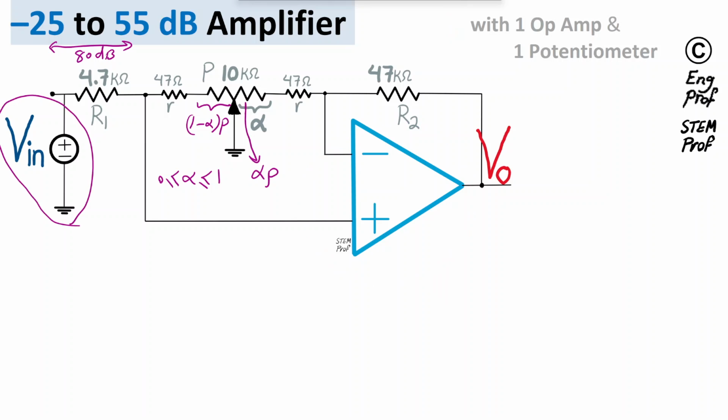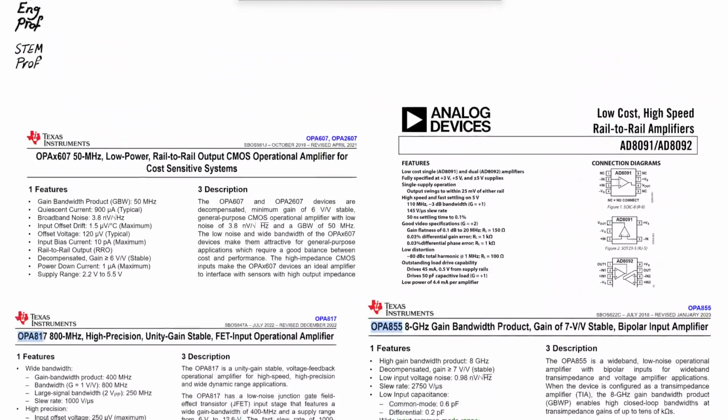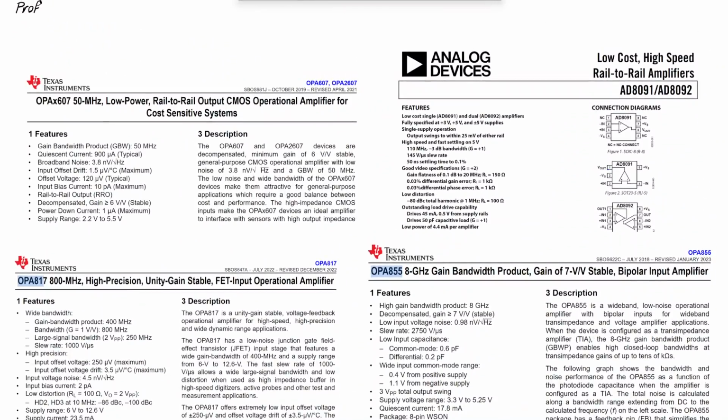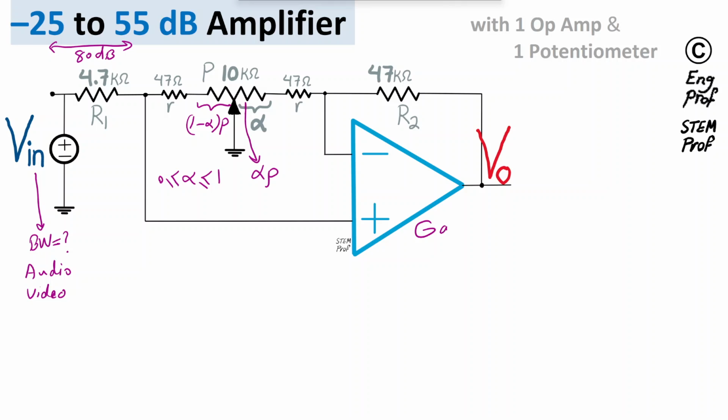So Vin is a DC or AC, let's say, input signal. The bandwidth of this signal, which is defined by the application, whether it's an audio or a video application, is actually going to dictate the type of op-amp you're selecting. For example, at the end of this video, I'll talk about a bunch of options from, say, Texas Instruments or Analog Devices, which provide different choices for, let's say, the gain bandwidth product of the op-amp. But that would basically be dictated by the type of application you select.